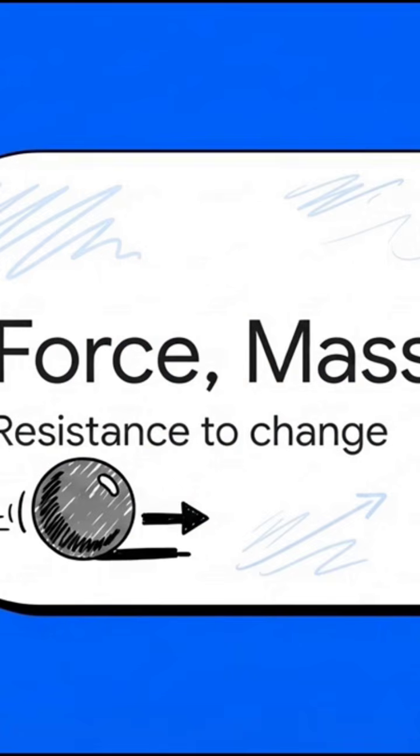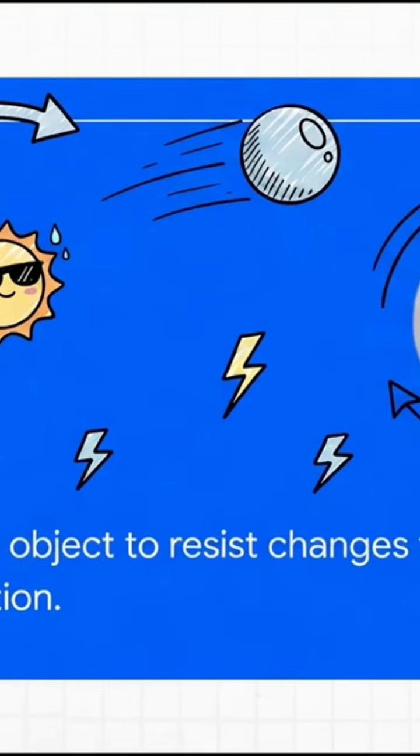Moving right along to Section 2, force, mass, and inertia, the resistance to change. So here's a secret. Objects are fundamentally lazy, and this brings us right to inertia, which is the tendency of an object to resist changes to its current state of rest or motion. It is a super simple but absolutely powerful rule of the universe. Basically, what is at rest wants to stay at rest, and what is moving wants to stay moving. Objects just don't want to change their state unless they're absolutely forced to.